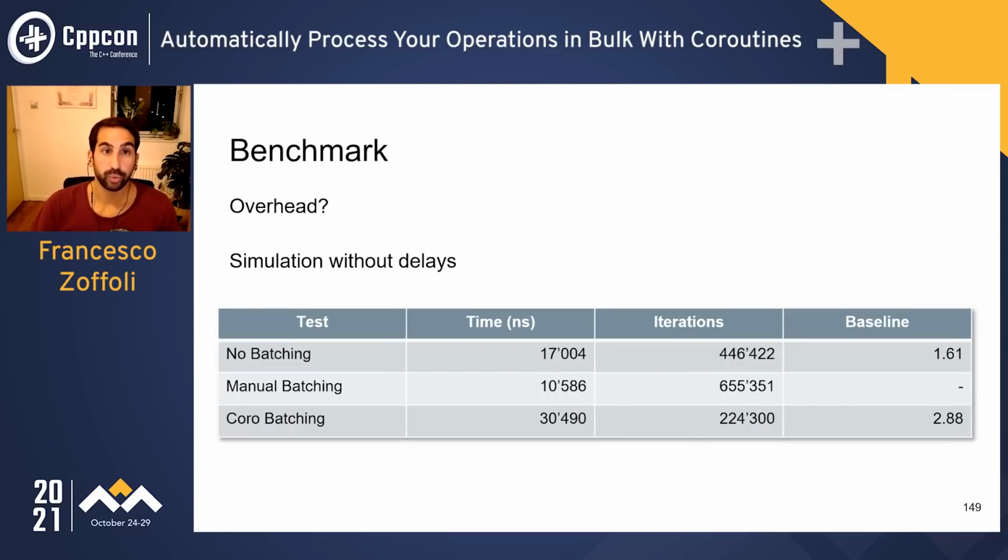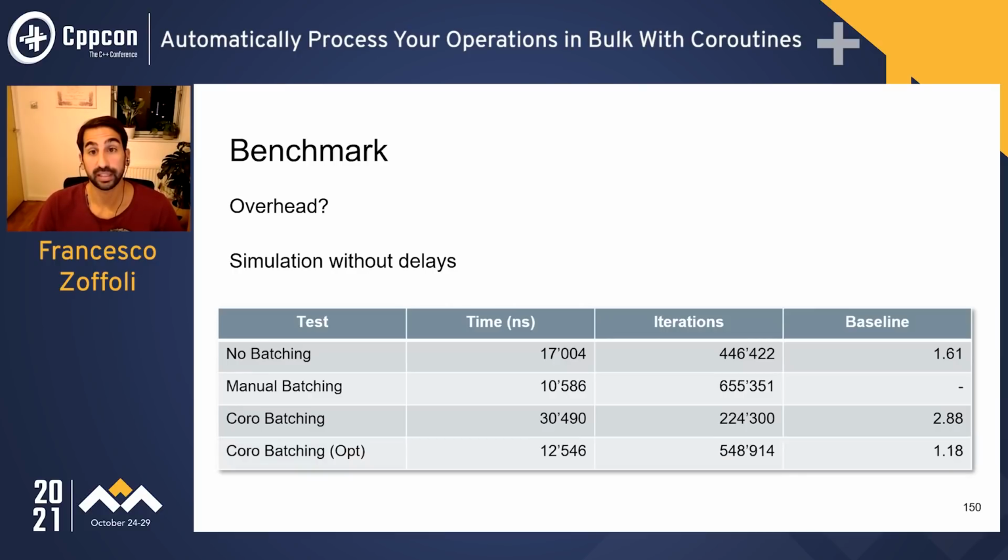But let's try a simulation without overhead. We put a very high cost on calling the function, but what if the function were not costly? This is the simulation without delays, and we can see that manual batching is still fastest, as we expected, and Coro batching is almost 3 times as slow. This is very slow. Well, the thing to notice is that here the unit is nanoseconds, and we are talking about 200 extra nanoseconds per item. Depending on your use case, this might not matter at all.